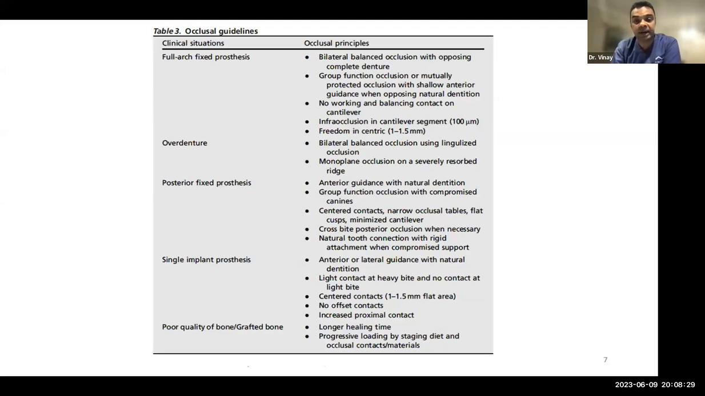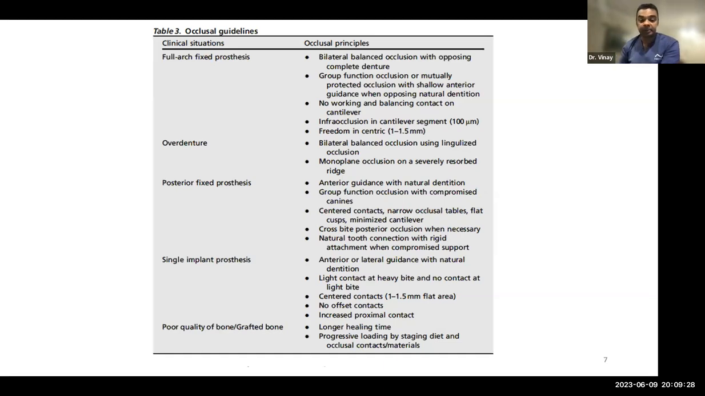If it's an overdenture, we try to provide a bilateral balanced occlusion using lingualized occlusion, or you can use a monoplane occlusion on a severely resorbed ridge. Well, if we look at a posterior fixed prosthesis, we try to give anterior guidance with the natural dentition if they are present and able to take the guidance, or group function occlusion with compromised canines. We try to provide centered contacts, narrow occlusal tables, flat cusps so that there are no contacts when the patient is moving eccentrically, and minimize cantilever. Crossbite posterior occlusion if and when necessary, so that we avoid a buccal cantilever or a lingual cantilever, depending on the arches. A natural tooth connection is only seen with a rigid attachment, but nowadays we don't go in for a natural tooth connection anymore because later evidence has shown that it doesn't work so well.